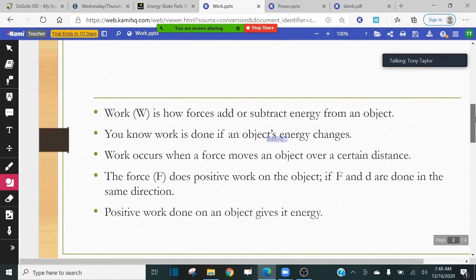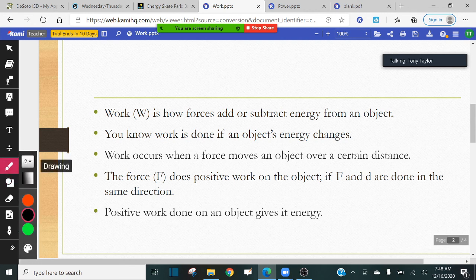So work is how forces add or subtract energy from an object. In fact, another definition that you will see for energy is the ability to do work. So energy and work are two concepts that are related to one another in physics. You know work is being done on an object if the object's energy changes. Work occurs when a force moves an object over a certain distance. So that brings us to our equation for work.